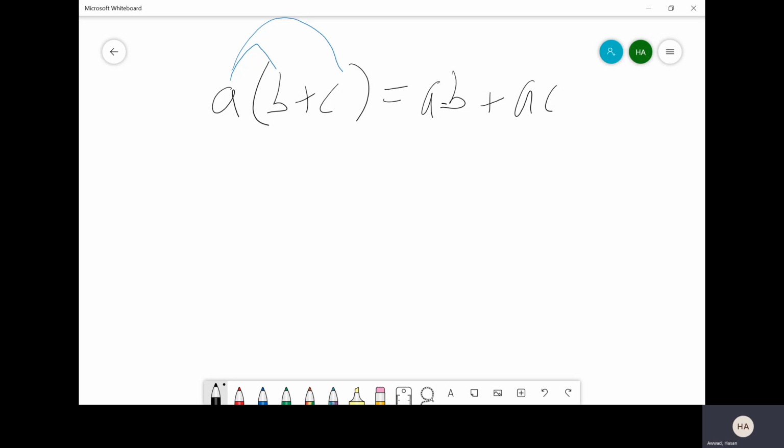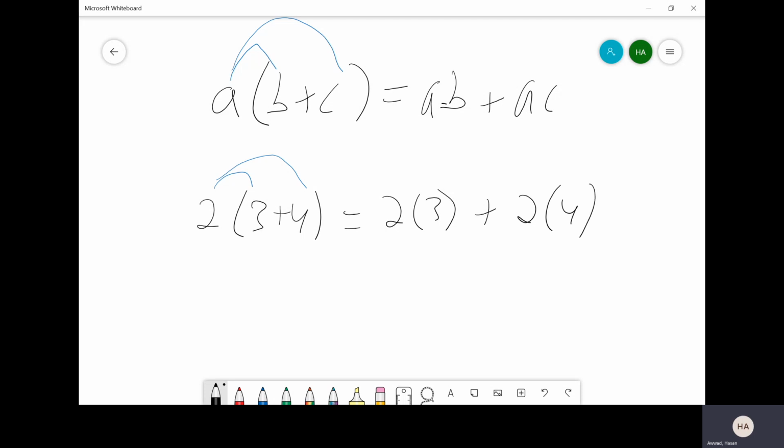Now we can look at this with an actual example just to really hammer this down. I know I said I wasn't going to do many examples, but I just want to really make sure you guys understand this. Let's say, for example, we have 2 times (3 plus 4). Obviously, you can add the two numbers in the parentheses, and that would be 7, and then you get 2 times 7, which is 14. However, let's use the distributive rule. We're distributing 2 to both of these numbers, and we're keeping the sign the same, because it's addition. So this is the same thing as 2 times 3 plus 2 times 4.